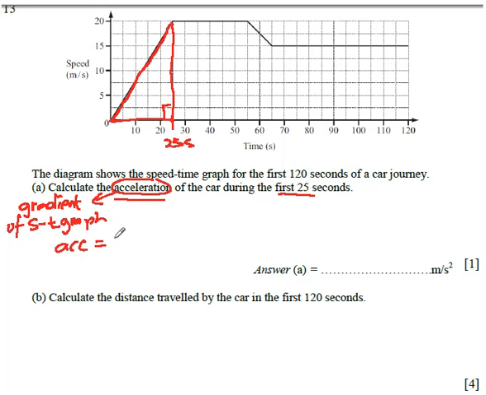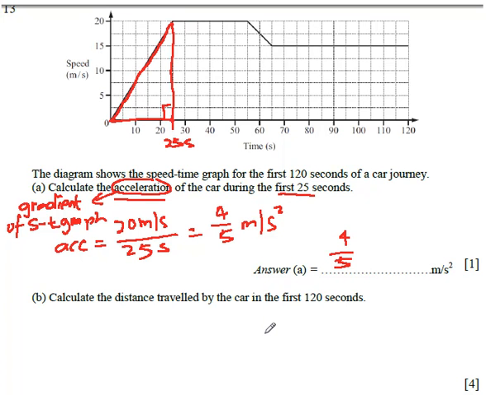So acceleration equals the gradient, and the gradient equals the height, which is 20 meter per second. So we have 20 meter per second divided by the base, which is 25 seconds. So the acceleration is equal to 4 over 5 meter per second squared.